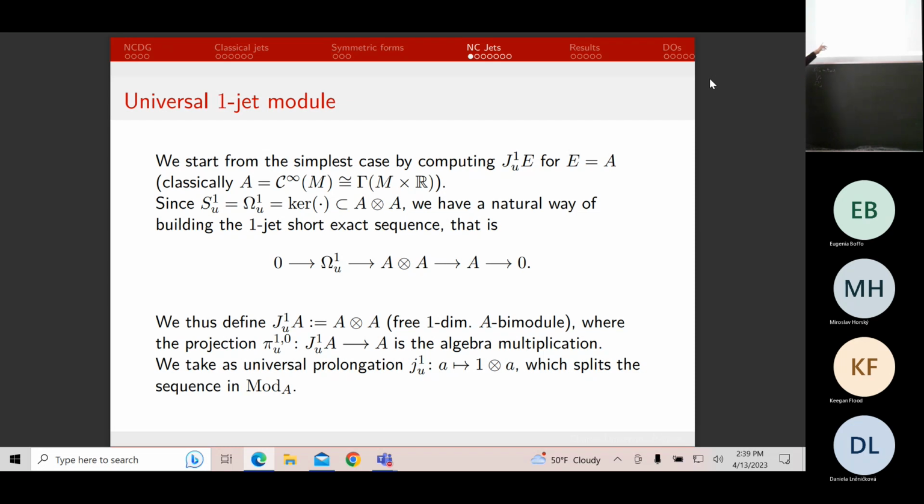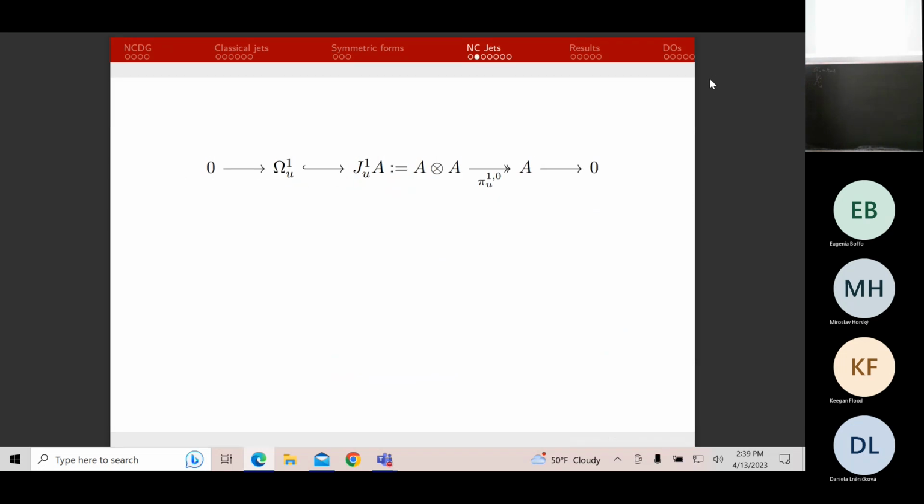And this resembles a lot the theory that we saw last week. Okay. So this is what we have now. We have the universal jet exact sequence, and what we would like is a jet exact sequence for a generic exterior algebra, in particular first order differential calculus.